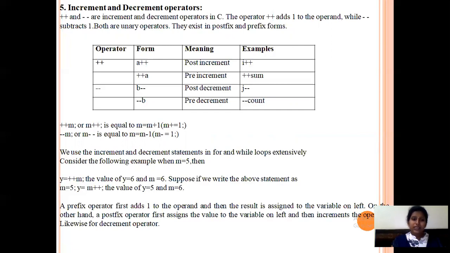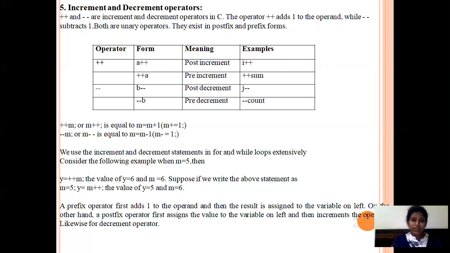We use the increment and decrement statements in for and while loops extensively. Consider the following example: when m = 5, then y = ++m. The value of y is 6 and m is 6. Suppose we write the above statement as m = 5 and y = m++, the value of y is 5 and m is 6.